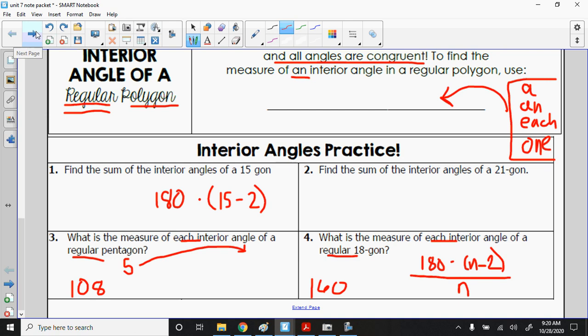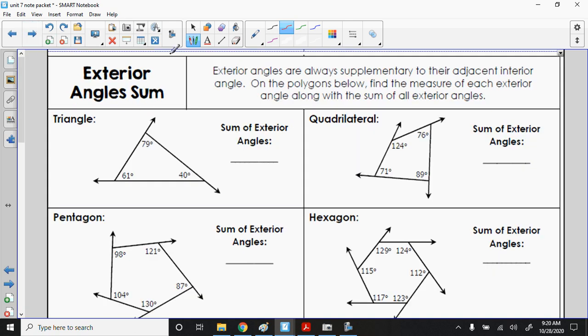All right, to the back page. Exterior angle sum. An exterior angle is when we do half circles next to one of those interior angles. When we see lines extended past and we get to do half circles, the exterior angles are all these angles on the half circles.